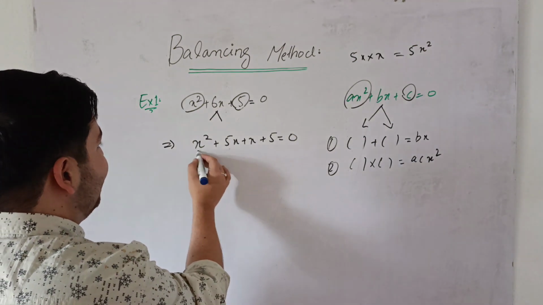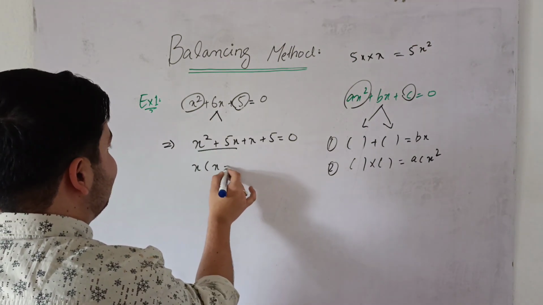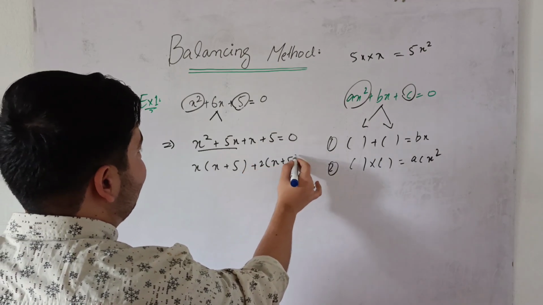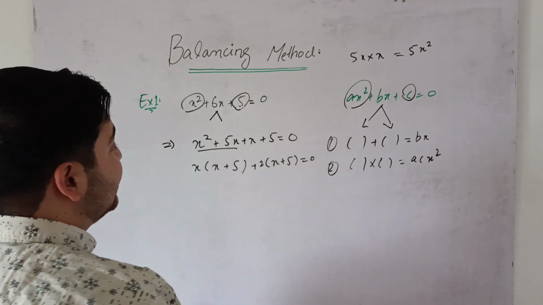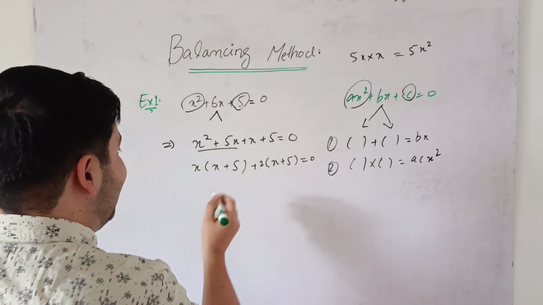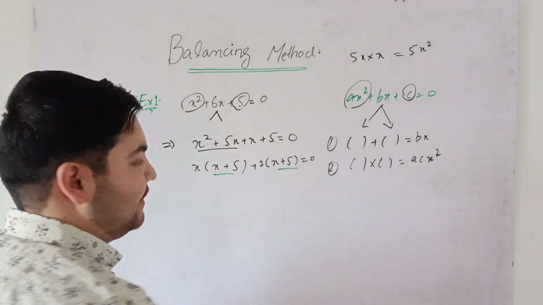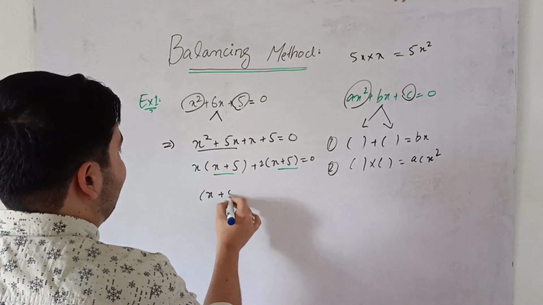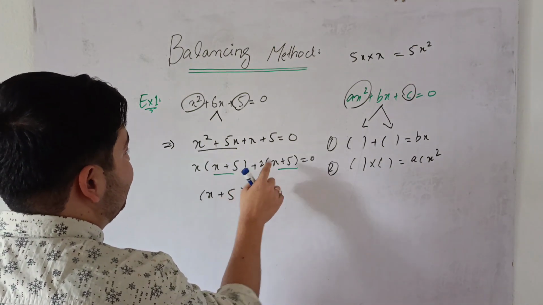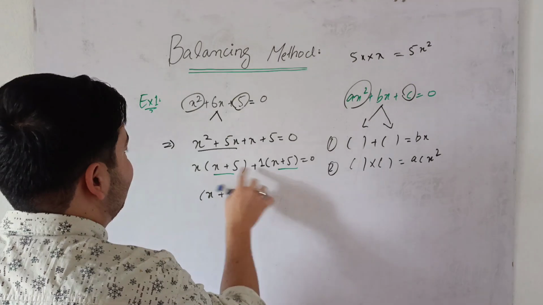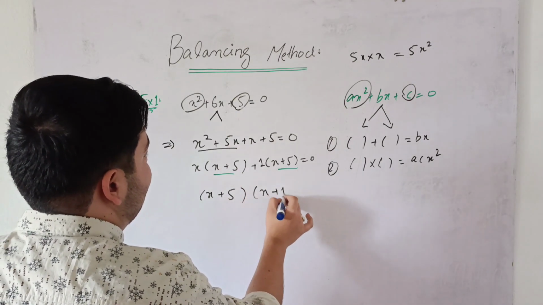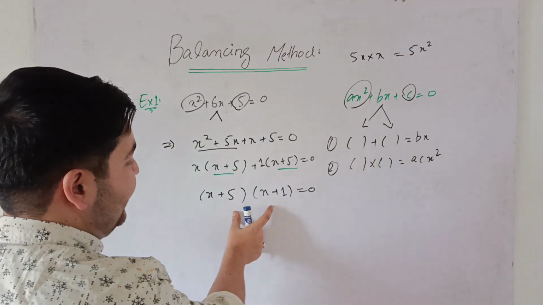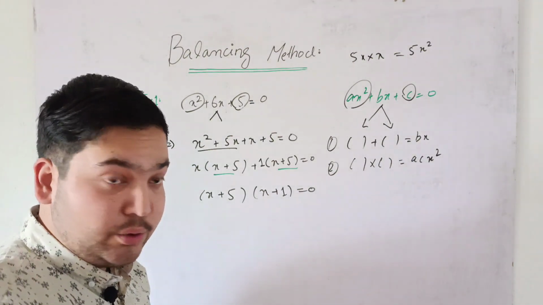So here we can take x common from the first two terms, giving x plus 5, and from the last two terms we can take 1 common, giving x plus 5, is equal to 0. As both terms have the common factor x plus 5, we take it out as common. The remaining term is x plus 1. Hence we have factorized the quadratic equation.